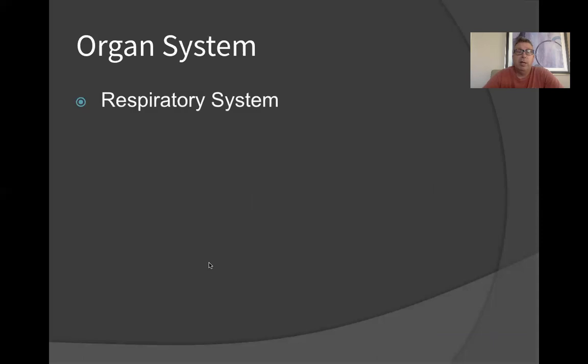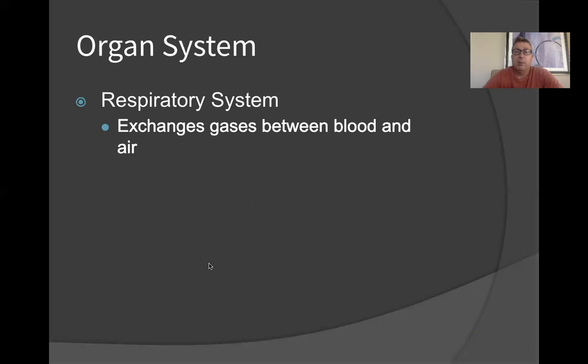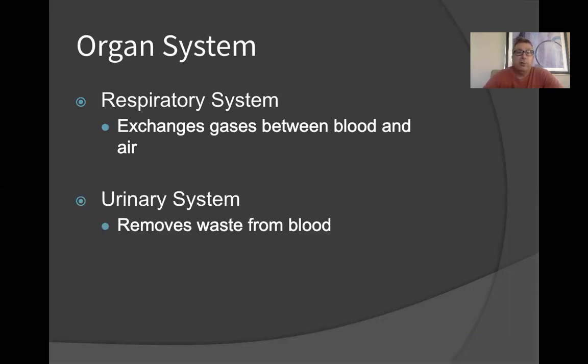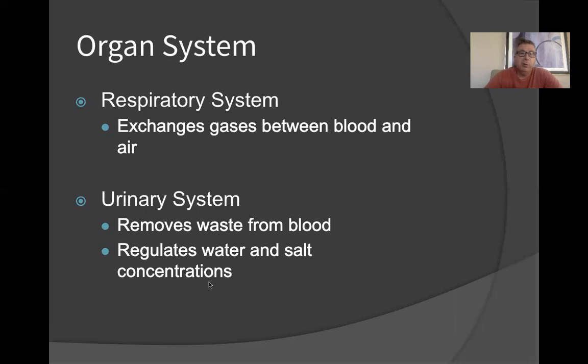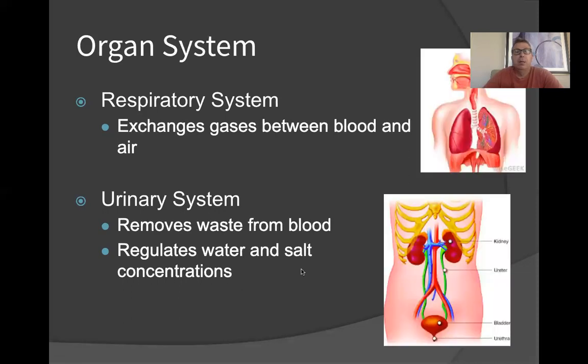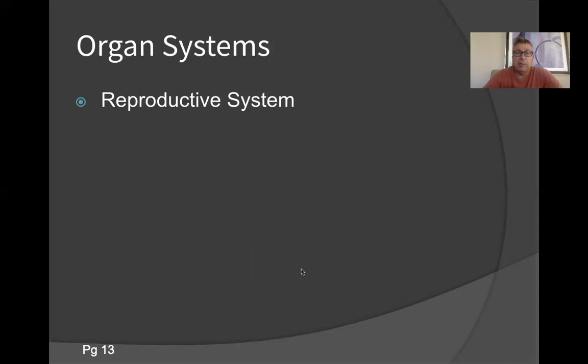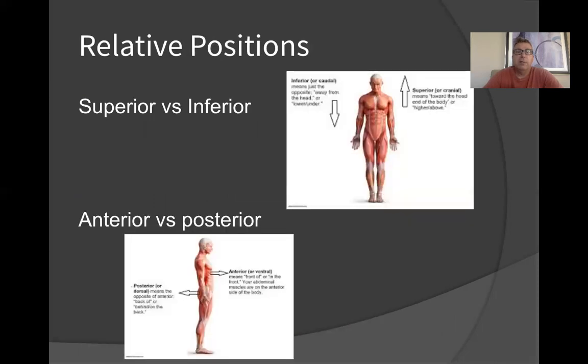And then I think the last few, respiratory system. This is responsible for transporting gases between the blood and the air. And then the urinary system is for excretion of waste from our blood. And we regulate water and salt concentration. So even though we just think of it as excreting waste, it does regulate water and salt concentrations. Alrighty, and then the last one is reproductive system, which reproduces a new organism. Okay, so that is the 11 systems.